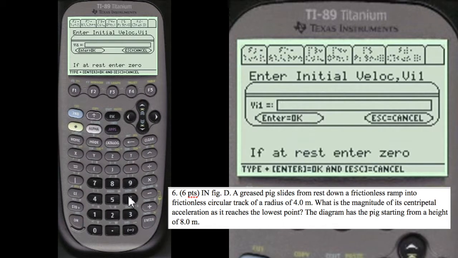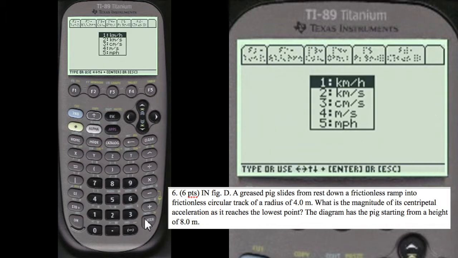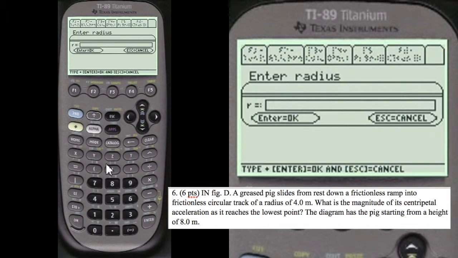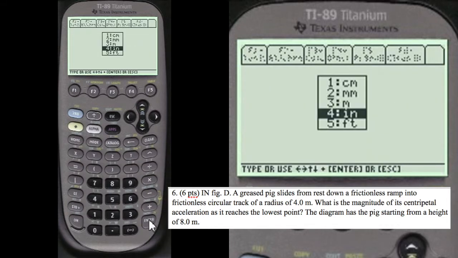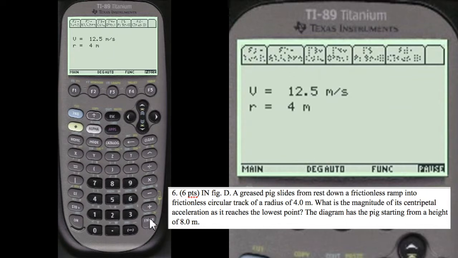We're going to enter the initial velocity, alpha 12.5 that we computed in the other one. That's meters per second, number 4. And we're going to enter the radius, alpha 4. Meters, number 3. I ask you if it's okay.